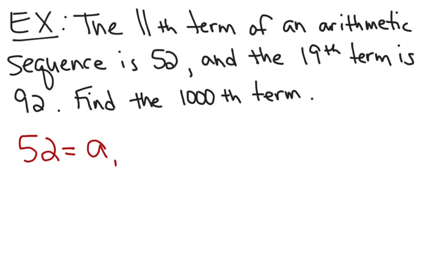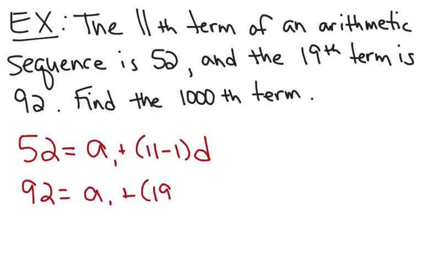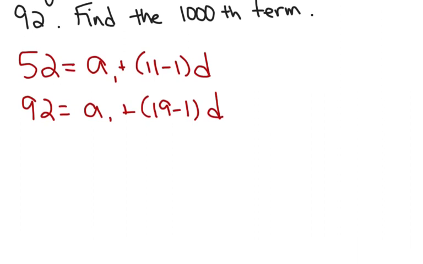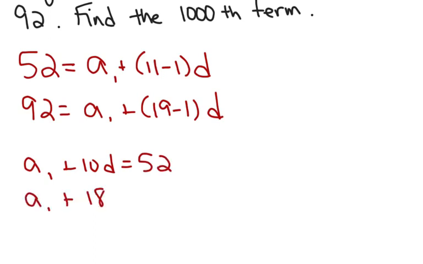Well, I can plug that into the formula because I know the nth term is 52 and I know n is 11. And I also know that the 19th term is 92, so n must be 19. What I have here is a system of equations. The 2 equations that I have are a sub 1 plus 10d equals 52, and the second equation is a sub 1 plus 18d equals 92.